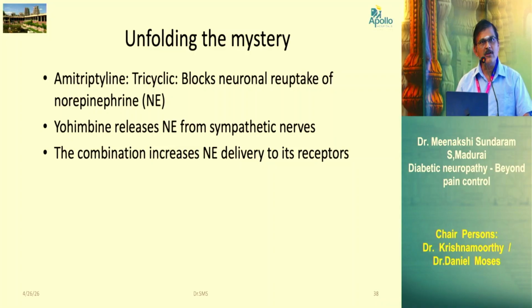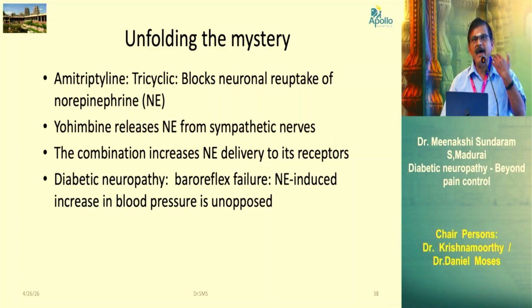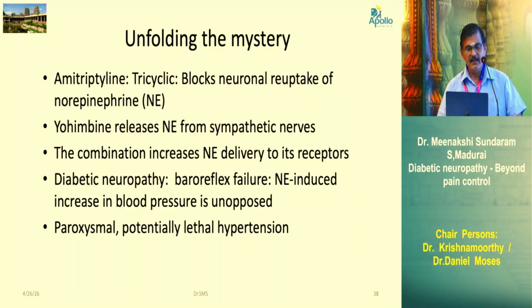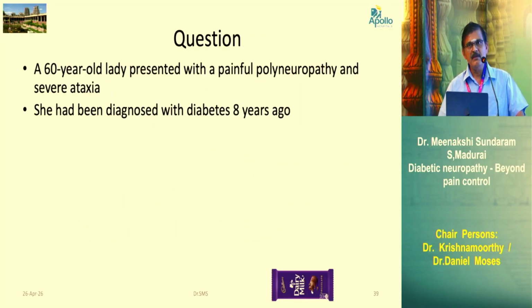You have diabetic autonomic neuropathy. You have a baroreflex which curtails your hypertensive crisis, and that is affected in patients who have diabetic neuropathy. There is a baroreflex failure. The norepinephrine-induced increase of blood pressure goes unchecked, and this patient comes with paroxysmal, potentially lethal hypertension. He required intravenous medications for control of hypertension, and then we need to counsel them. Very important to counsel patients about over-the-counter medications.